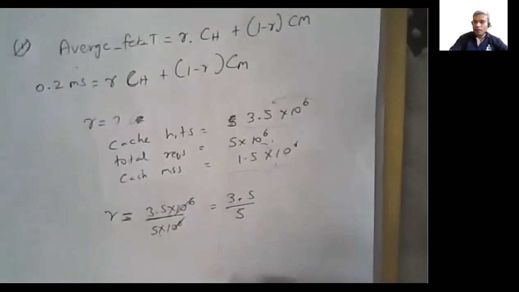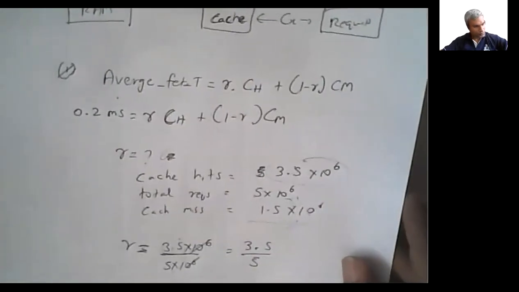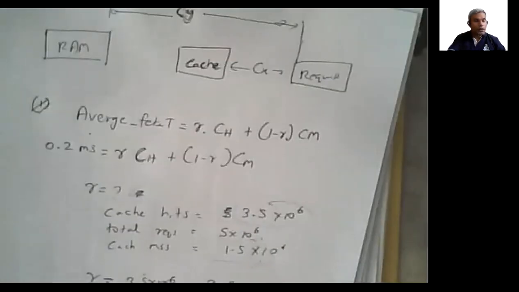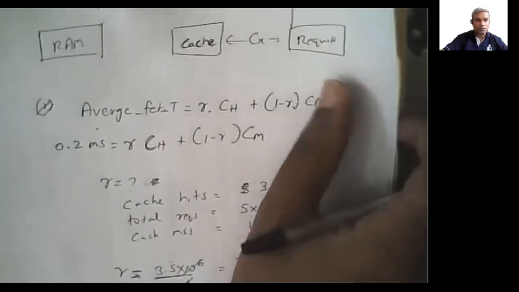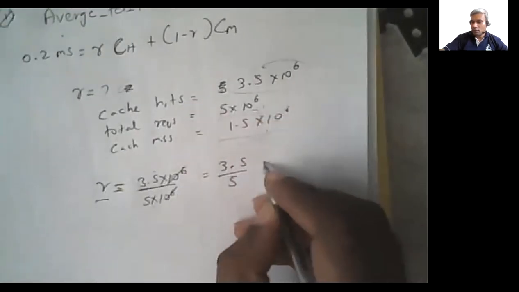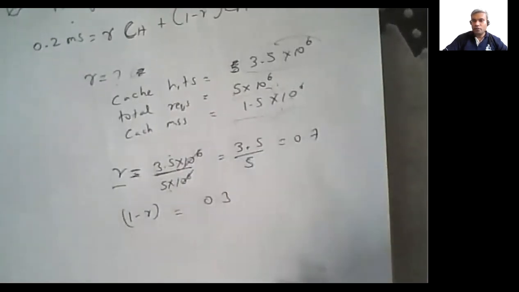Okay, we'll continue. So we know the R. Let's say 0.7 just in case. So what is 1 minus R? That would be 0.3.